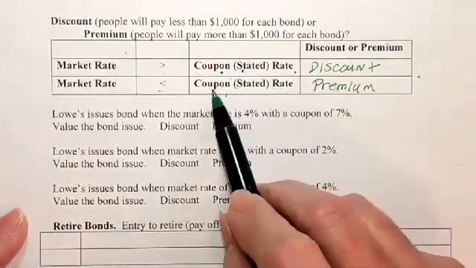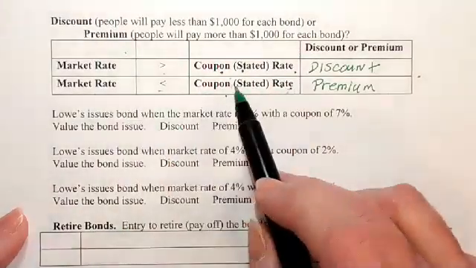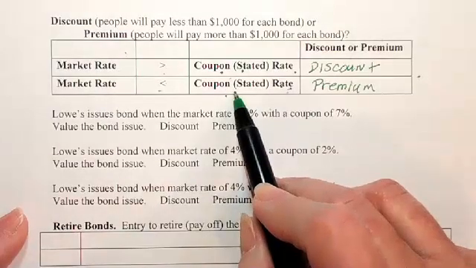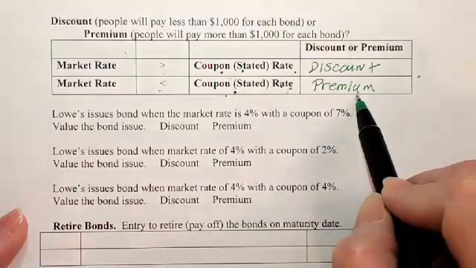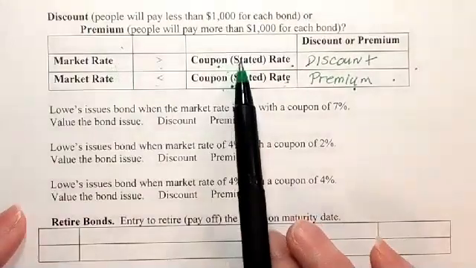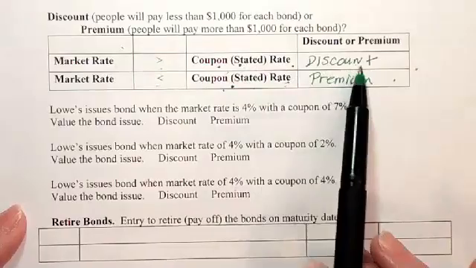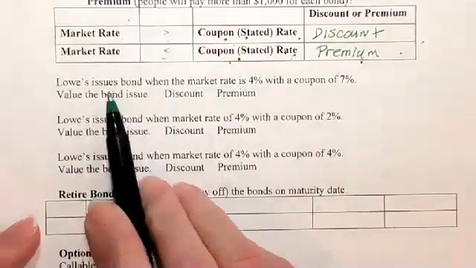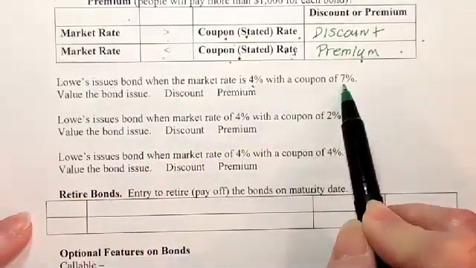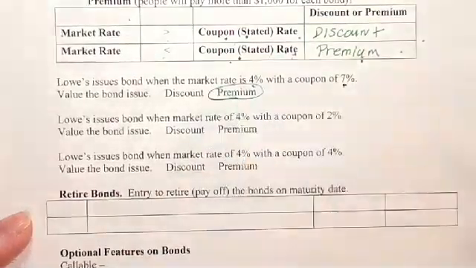So the way I look at it, my rate is 10% and everybody else's is 8%. My rate is kind of a premium. It's kind of an extra incentive to buy mine. And so that's going to have a premium. Some people look at it the other way. If the market rate is greater, then this one's kind of a discounted, trashy rate. And so that's a discount. Just to give you an example, so that Lowe's bond, the market's 4%, the coupon is 7%. So again, that coupon is kind of a premium bond.